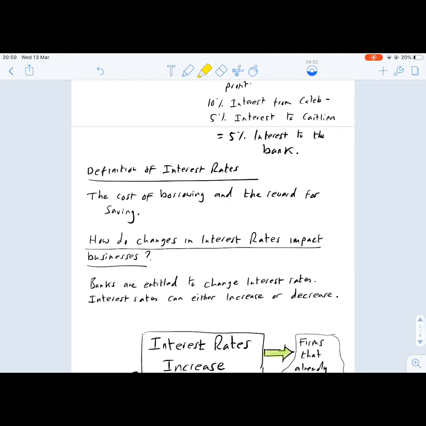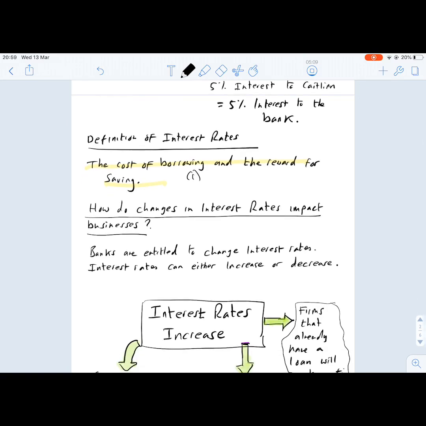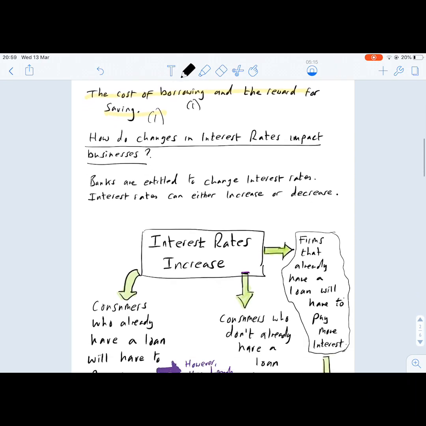Okay, therefore, the definition of interest rates is the cost of borrowing and the reward for saving. That is the definition. If you get a 2-mark question in the exam, then you'll get 1 mark for writing the cost of borrowing and a 2nd mark for writing the reward for saving. So that will get you 2 marks in the exam.